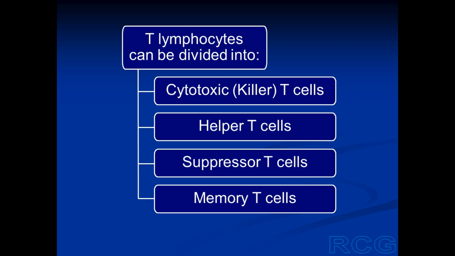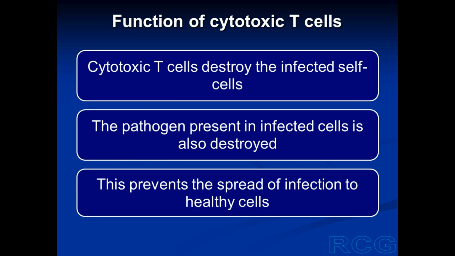We have seen earlier that the T lymphocytes can be of several types: cytotoxic T cells, also known as killer T cells, helper T cells or T helper cells, suppressor T cells, and memory T cells. Each of these types performs a specific function. We will first look at the function of cytotoxic T cells. The function of cytotoxic T cells is to destroy the infected cells.